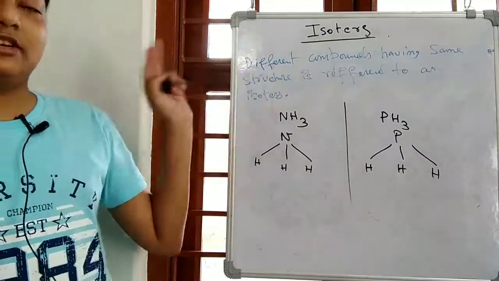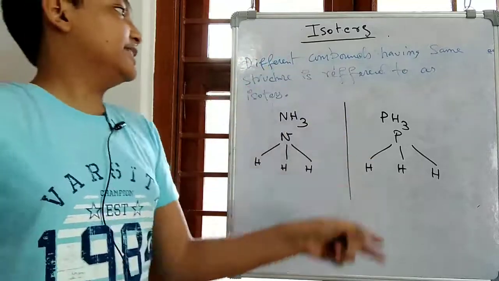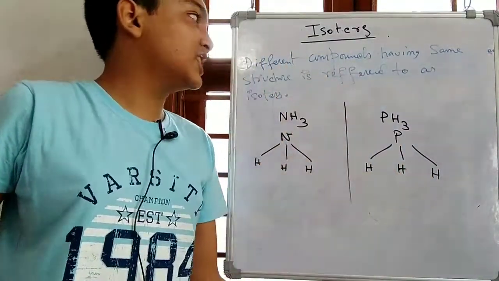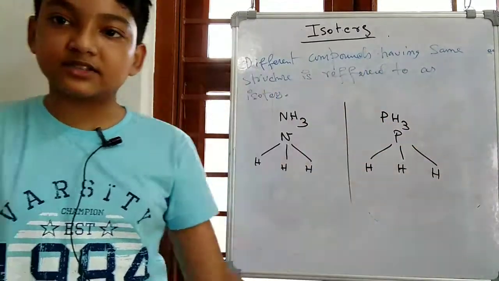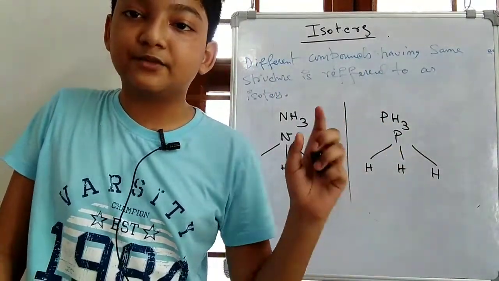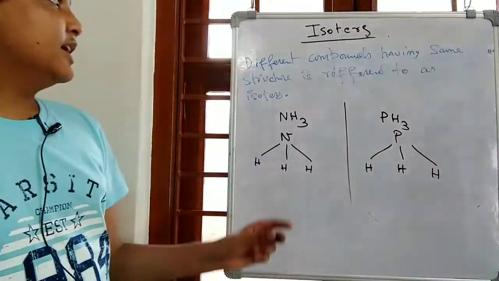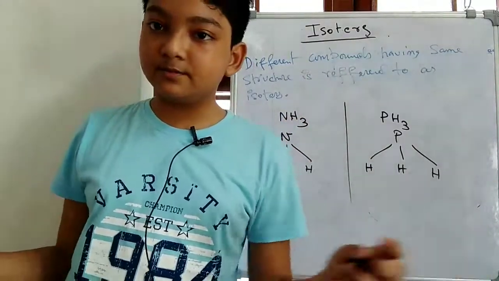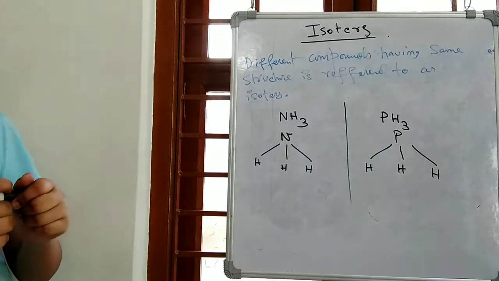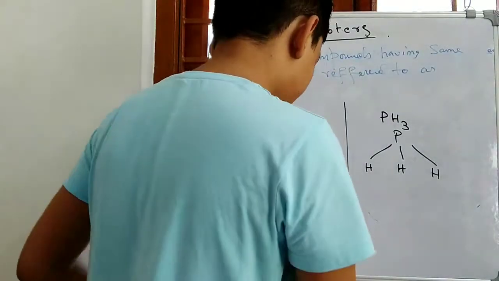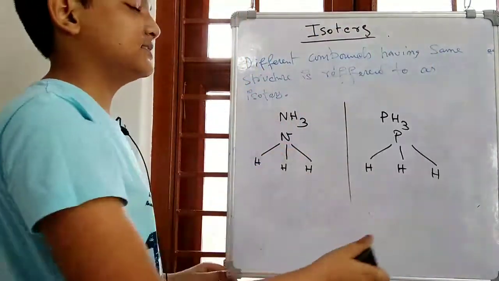So what is the definition? Let's read again together. Different compounds having same structure is referred to as isoters. Isoters means the different elements which are having same structures are known as isoters. Did you get it? This is ammonia, this is phosphine. So isoters are also done.